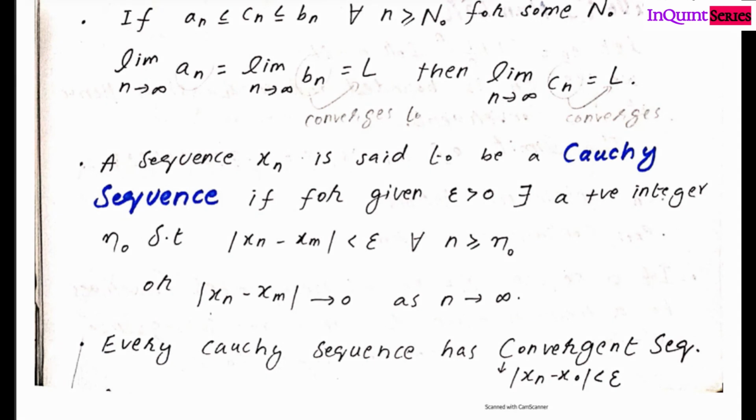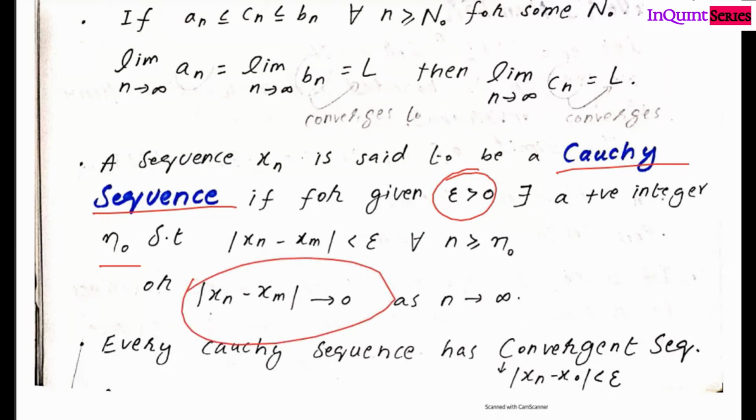Our next definition is a very important definition, that is the definition of a Cauchy sequence. A sequence xn is said to be a Cauchy sequence if for given epsilon greater than 0, there exists a positive integer n naught such that |xn minus xm| is less than epsilon for all n, m greater than or equal to n naught. Or we can say |xn minus xm| tends to 0 as n tends to infinity.